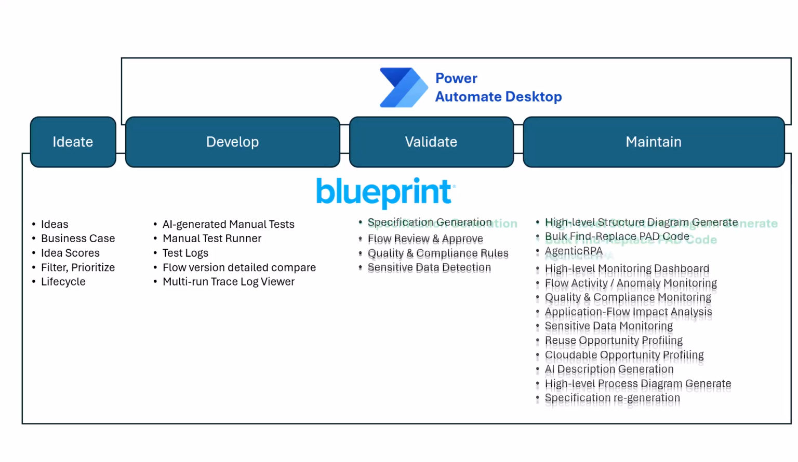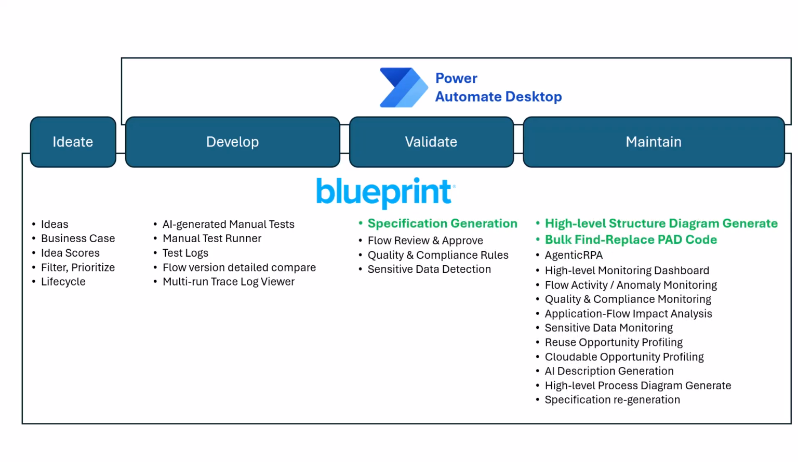Blueprint Automation Lifecycle has an extensive set of capabilities. In this short video, we're going to demonstrate these three: automatic generation of flow specification documents, auto-generation of structure diagrams, and bulk find and replace of PAD code.